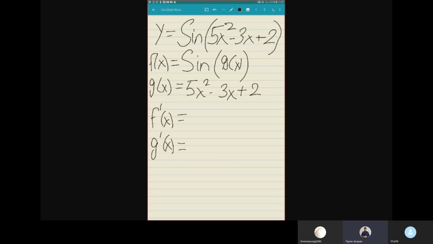Then we need the derivative of it. The derivative of sine g(x) is cosine g(x). So f bar x is cosine g(x). And then the g bar x is equal to 10x minus 3, and that's it.